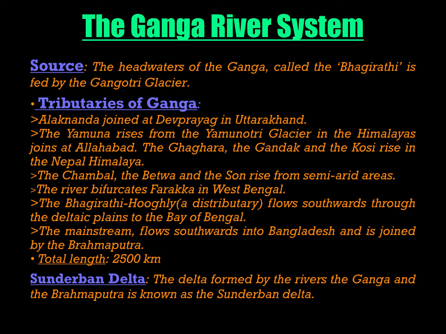The headwaters of Ganga, called Bhagirathi, are fed by the Gangotri glacier. It means the originating point of the Ganga river is assumed to be the Gangotri glacier. And very easy, for Yamuna, it is the Yamunotri glacier. The tributary Alaknanda joins at Devprayag in Uttarakhand. In the Uttarakhand state, the Bhagirathi is joined by Alaknanda and together the flow is called Ganga at Devprayag.